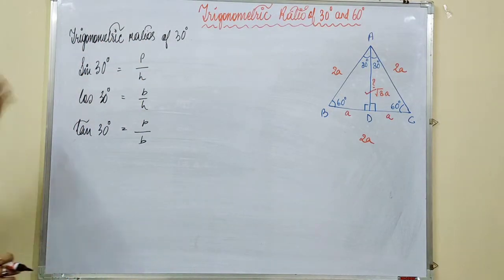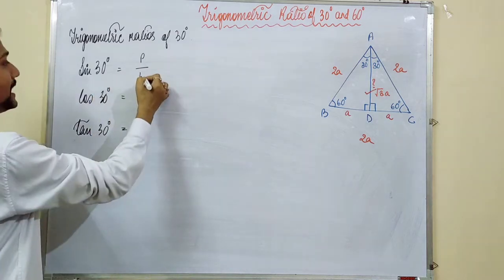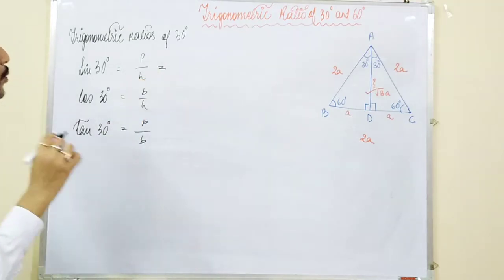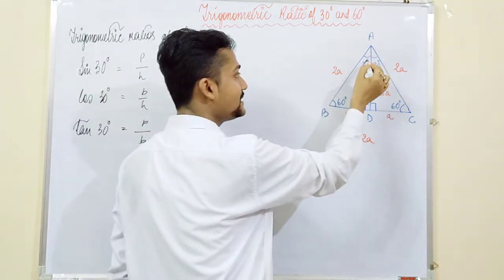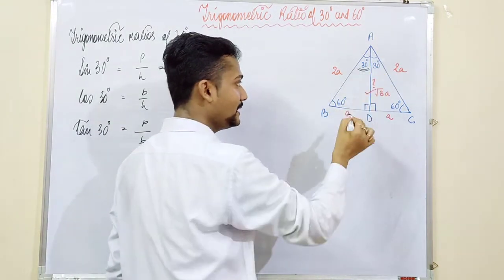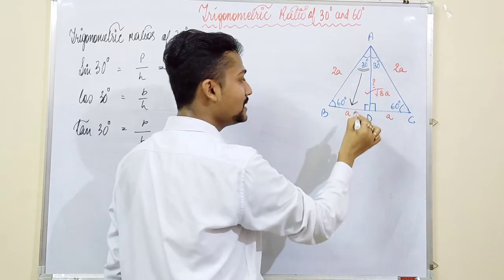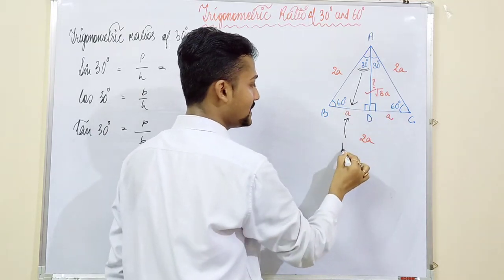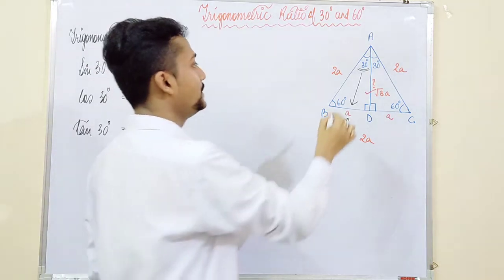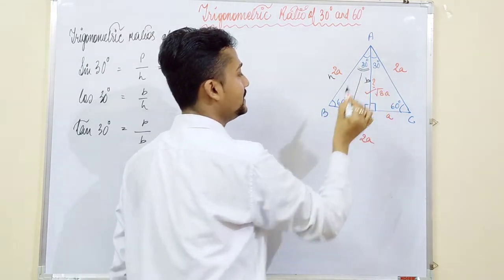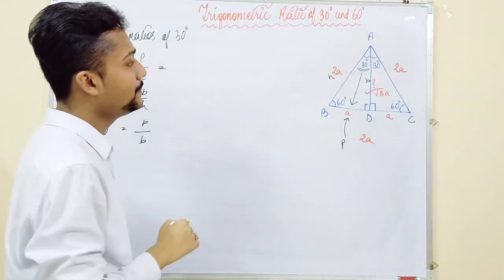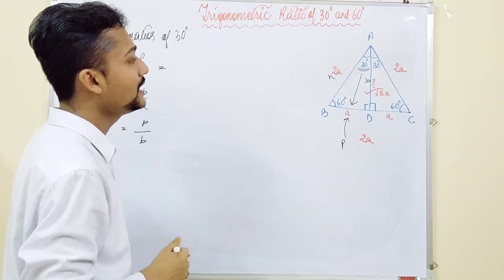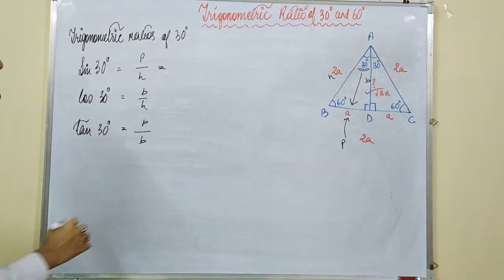Trigonometric ratios of 30 degree. Sine 30 degree is equal to what? Sine is P by H. So what will be P and what will be H? That we have to find out. If this is 30 degree, that means theta is this one, isn't it? That means this particular part will be P, this will be H, and this will be B. BD will be P, then AD will be B, and AB will be H. So P by H, P is equal to how much?